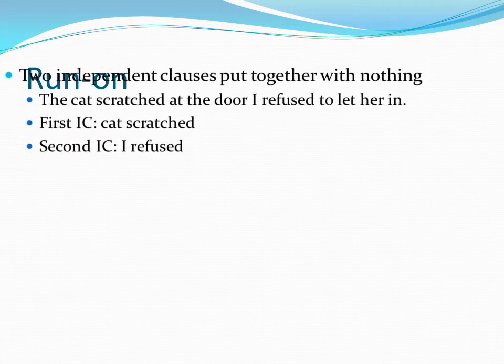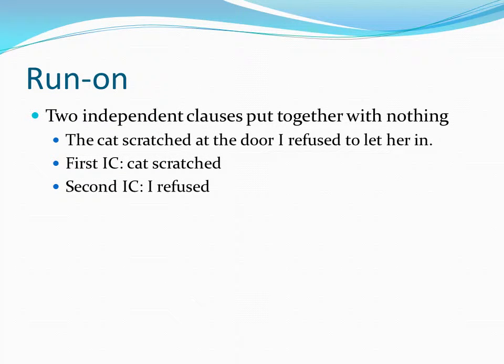Alright, so now that you understand independent clauses, let's talk about run-ons. Run-ons occur when you have two independent clauses put together with nothing in between them. For example, the cat scratched at the door, I refused to let her in. This is a run-on because it has two independent clauses. The first one, we have this set of subject and verb, cat scratched. So the cat scratched at the door is a complete sentence by itself. Then there's another independent clause or complete sentence, I refused, subject and verb. I refused to let her in. Since there's nothing in between them, this is a run-on.